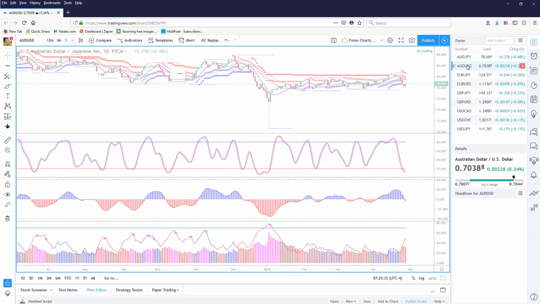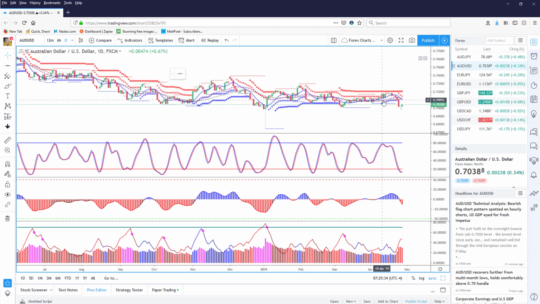If we go over to the Aussie dollar, you can see the last bar was a doji, and this bar that is forming is a bullish bar indicating that the market is likely to go up. I'm anticipating it to go to around 71.05 to 71.47, could go as high as 72.12. So really interesting pattern on there.